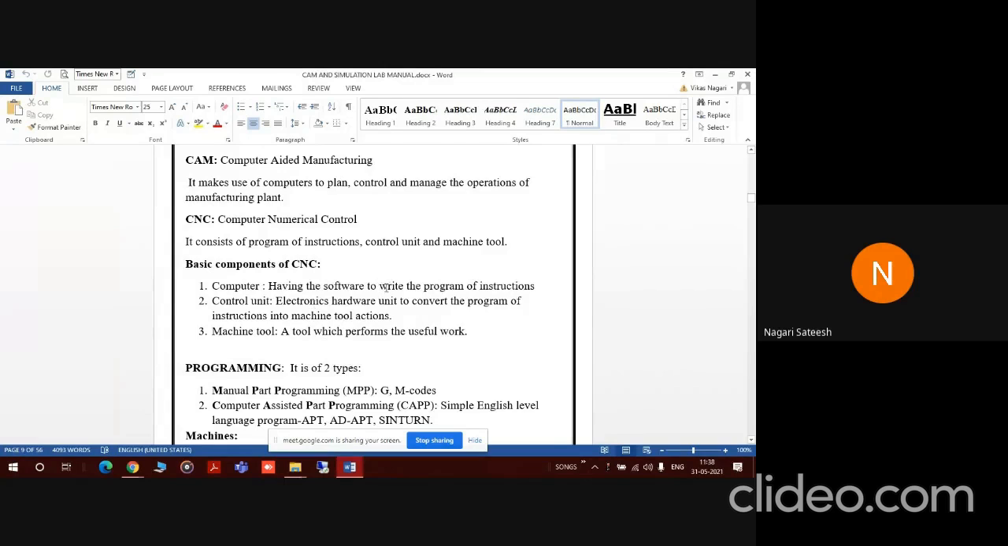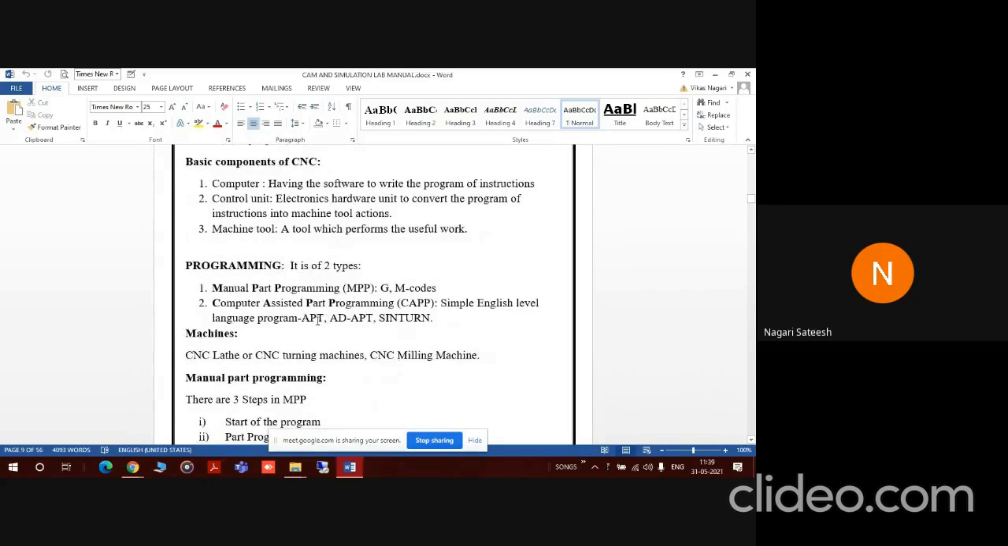The software is written in a computer, generally in alphanumerical code, generally FANUC or Sinumerik coding, written in G and M codes. So the computer is used to write the program, and the control unit is an electronic hardware unit which converts the program of instructions written on a computer into machine tool actions. And the machine tool is the third component, which performs the useful work.